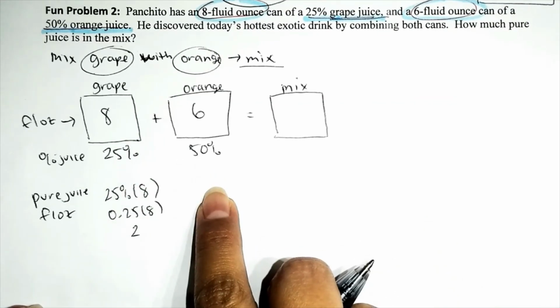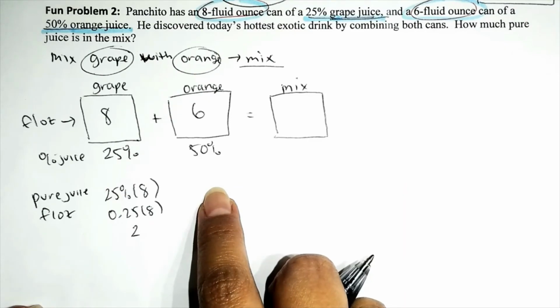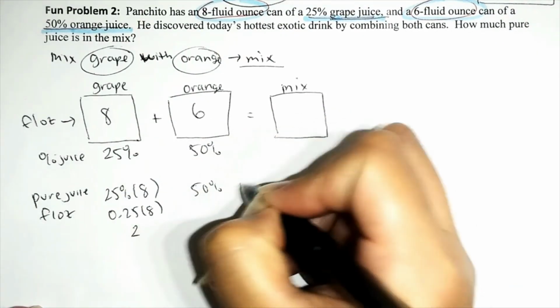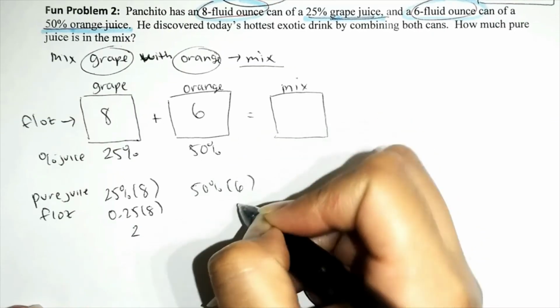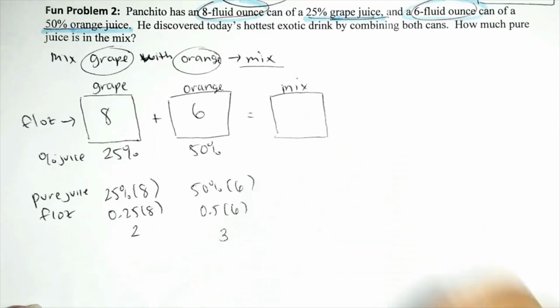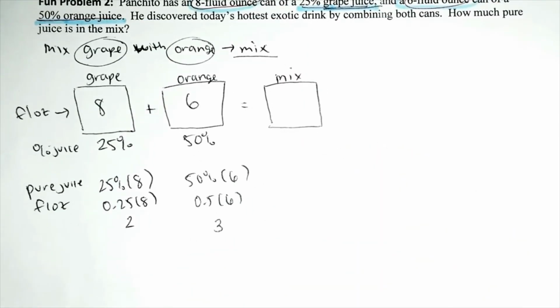I want to know how much pure juice do we have in the orange. It's 50% juice, so we have 50% of 6 ounces, and that will give us 3. If you want to crunch it in, go for it. So if you saw me having a moment, well, that's because I don't do it like this, but I'm trying to break this down as best as I can.